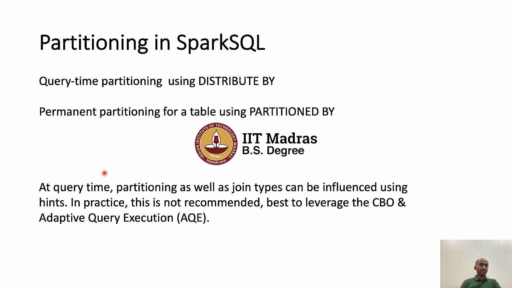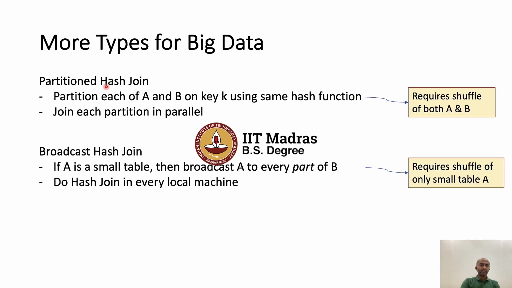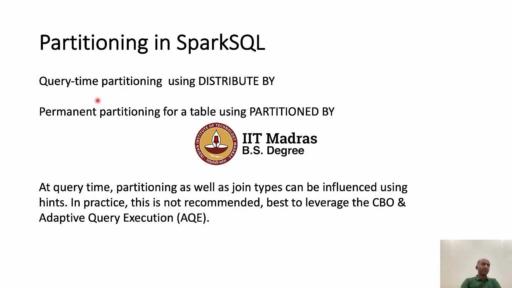How do you even specify this, right? Remember we said you partition A and B to arrive at this partition hash join approach, etc. How do you specify it? There are two methods to do it. One, at the time of creating the table, which is what I call permanent partitioning of a table, and the other is at the time of specifying a query. So that's more temporary, right? It's query time partitioning.